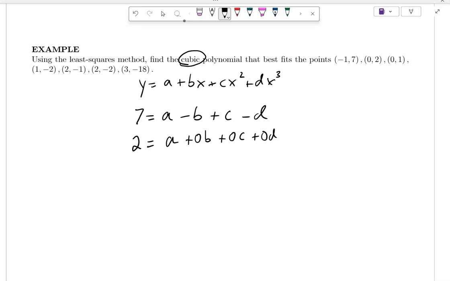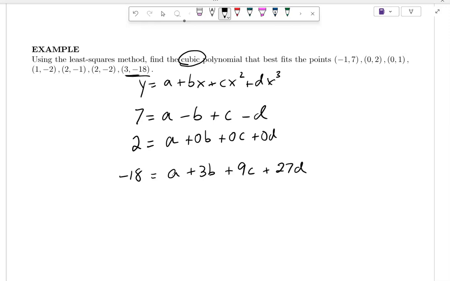Let's do one that's a little bit more interesting. Let's look at the equation that would go with the 3 and the negative 18. There's 7 equations. I just want to see if we can figure out a pattern to this so that we're not having to write out the equations every single time. Okay? So if I look at the one with 3, on the left-hand side, I would have negative 18. On the right-hand side, I still have an A. In this case, I would have a 3B, a 9C, and a 27D, right?